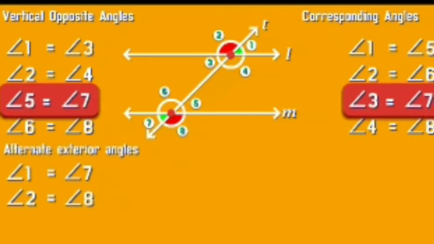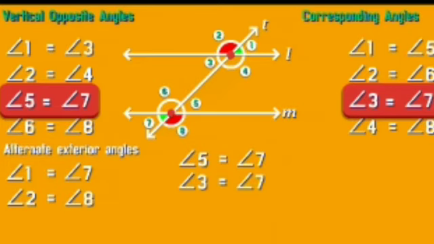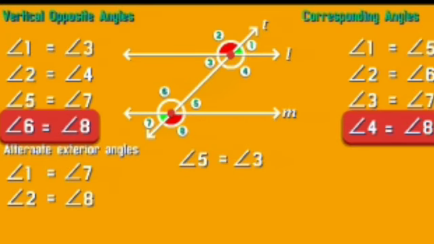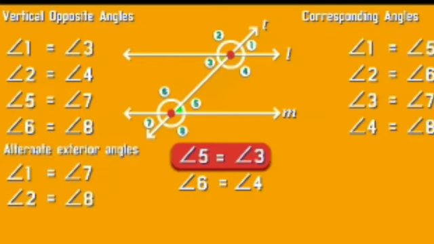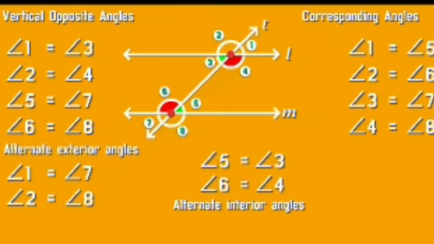Next, observe these two conditions. It shows angle 5 is equal to angle 7 as these are vertically opposite angles, and angle 3 is equal to angle 7 as these are corresponding angles, which concludes that angle 5 is equal to angle 3. Similarly, on observing these two conditions, we get angle 6 is equal to angle 4. As we know that angles 5 and 3 and angles 6 and 4 are the pair of alternate interior angles, so here we can say that alternate interior angles are equal.